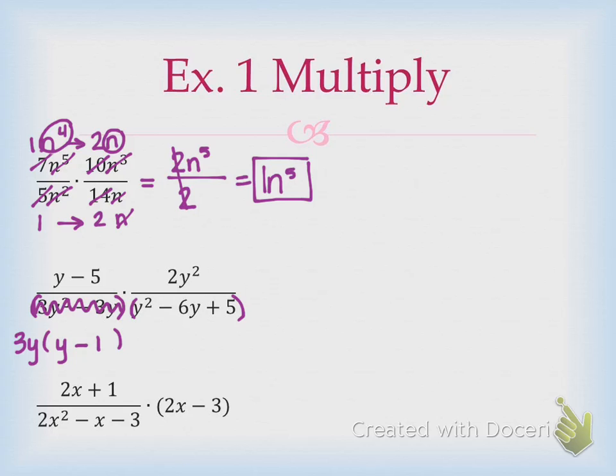Let's do the same thing with the next denominator. Y squared minus 6y plus 5. Okay, let's factor that. Let's list the factors of 5, which are 1 times 5, and that's it. Are they going to add to give me 6? Yep.